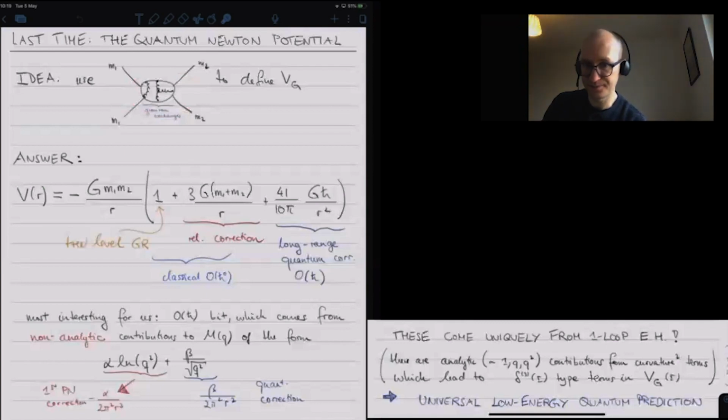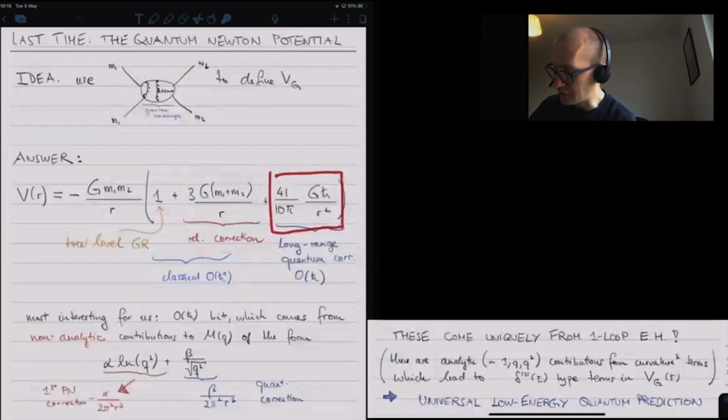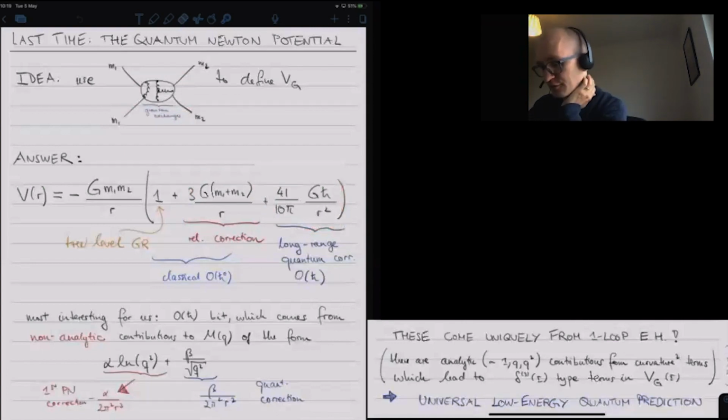By including the one loop terms from Einstein-Hilbert, as well as curvature squared interactions that contribute at the same order, we can extract some corrections to this, which one can physically distinguish into what we call the relativistic correction, which notably doesn't contain H bar, and the bit that we find the most interesting, which is the long range quantum correction of this form. There's some coefficient 41 over 10 pi times GH bar over R squared. So overall, it's a term that goes like GH bar divided by R cubed. In particular, it's a quantum correction proportional to H bar.